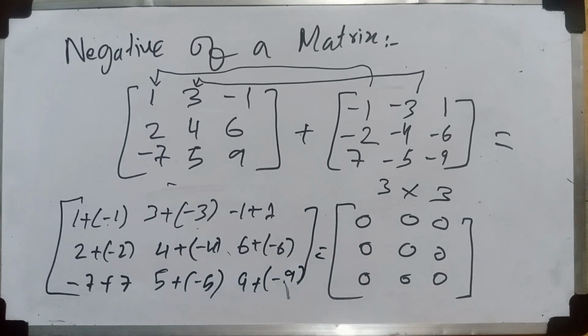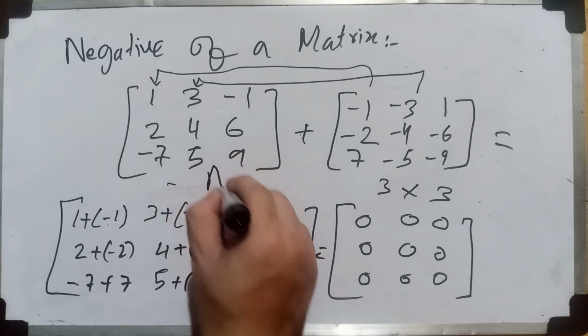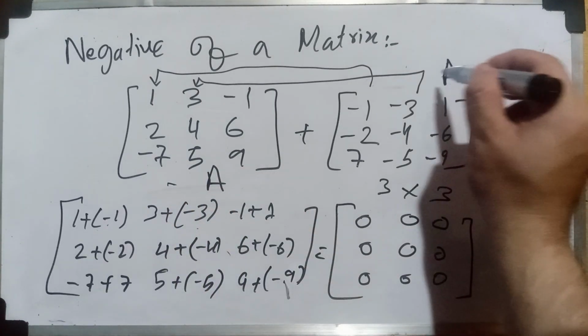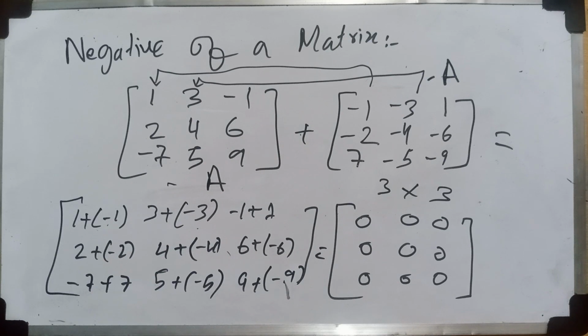Now, if you add them together, each entry will become a 0. So that's what is meant by a negative of a matrix. If this matrix is denoted by A, this negative of a matrix will be denoted by -A. So that's what it means by negative of a matrix.